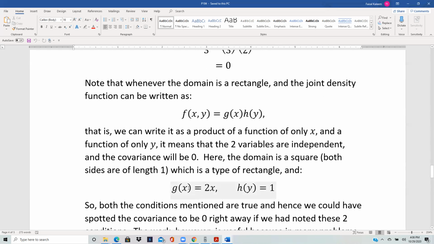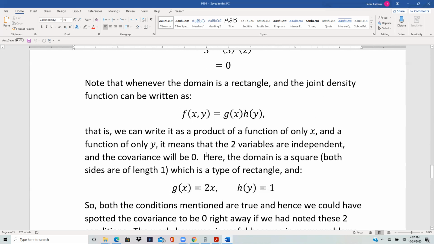So we could write it as g of x times h of y, and here g of x was 2x, h of y is 1. You see, this is just a function of x, and this is just a function of y. In other words, you should be able to separate it out as a product of one-variable functions alone. This is just a one-variable function, and this is just a one-variable function. And that's one condition that you need.